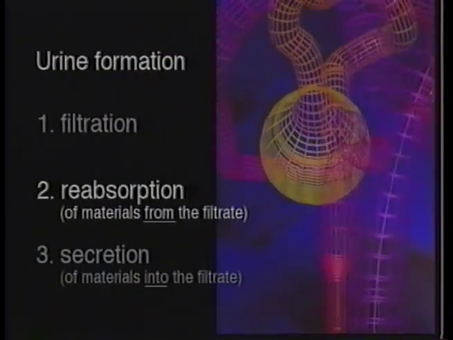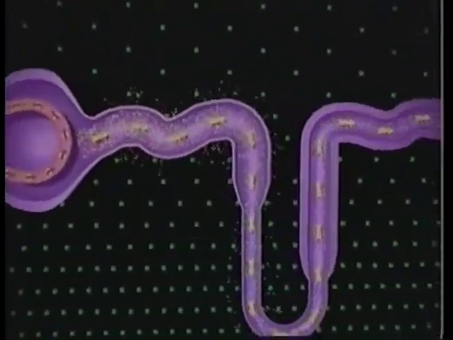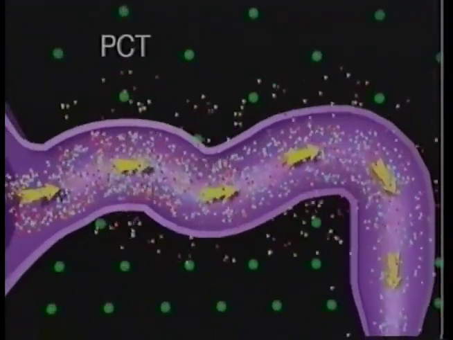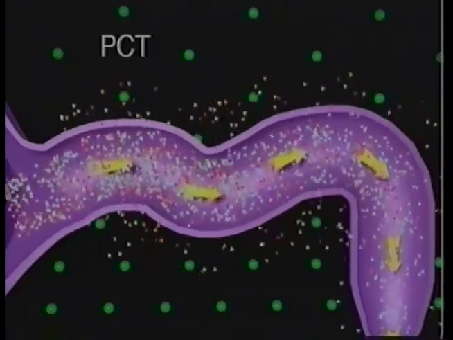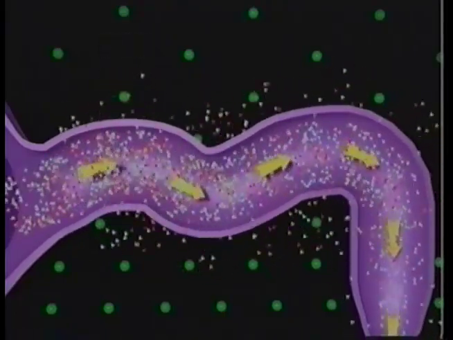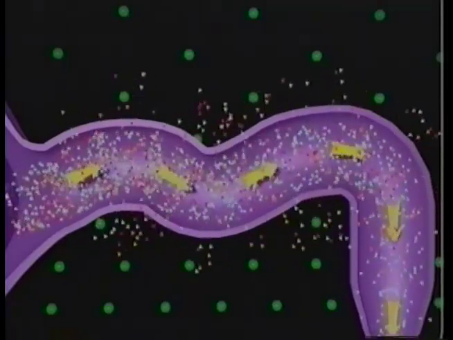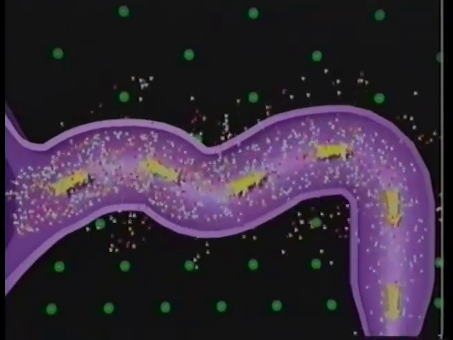Reabsorption is the second step in urine formation. In reabsorption, ions and small molecules needed by the body, such as sodium, potassium, amino acids, and glucose, are taken back out of the filtrate by active transport or diffusion. In addition, water leaves the filtrate by osmosis. Most reabsorption occurs along the proximal convoluted tubule. Reabsorbed material moves into the interstitial fluid and then diffuses into the peritubular capillaries.